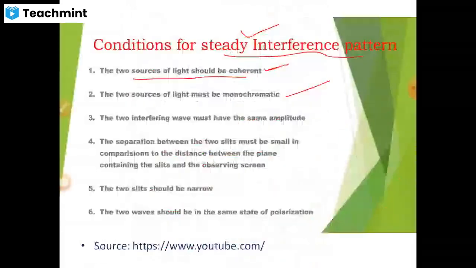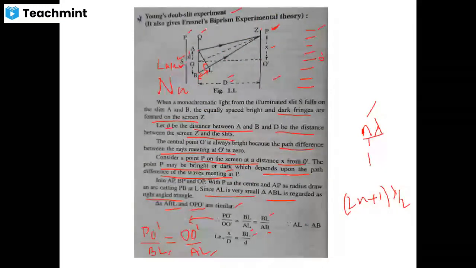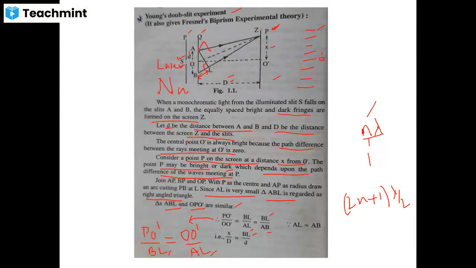Then the third condition: the two interfering waves must have the same amplitude. Means the light coming from this and the light coming from this, they have to have the same amplitude. The amplitude means if you take it in the form of a wave like this, then the amplitude of this and this and this and this has to be the same. It has to carry the same amplitude, right?